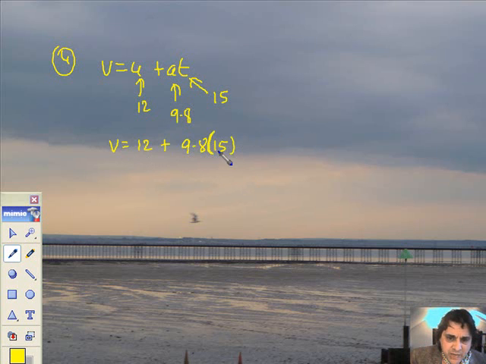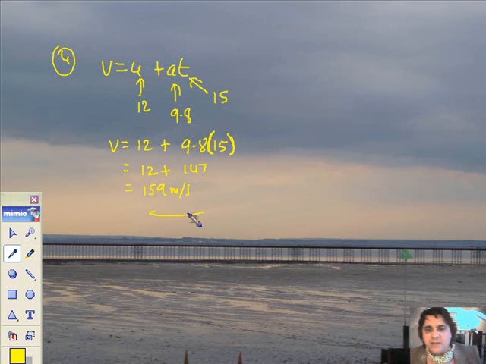I prefer to use brackets than timeses, even with numbers. Now I'm allowed to use a calculator, because it's unit 3. 9.8 multiplied by 15 gives me 147. Now pick up the machine and add 12. Answer 159, and it's probably going to be meters per second. Right, 159 meters per second is good enough. Alrighty then, that's that one.